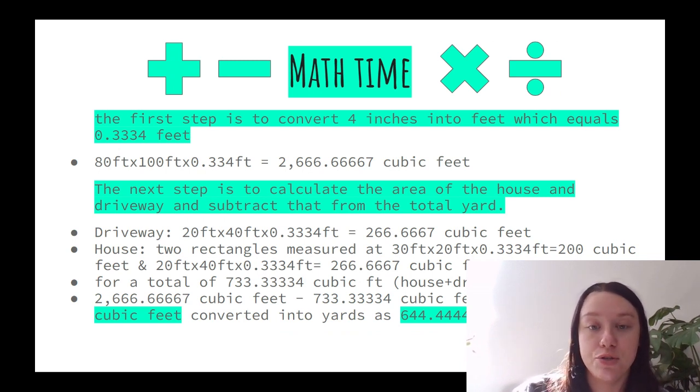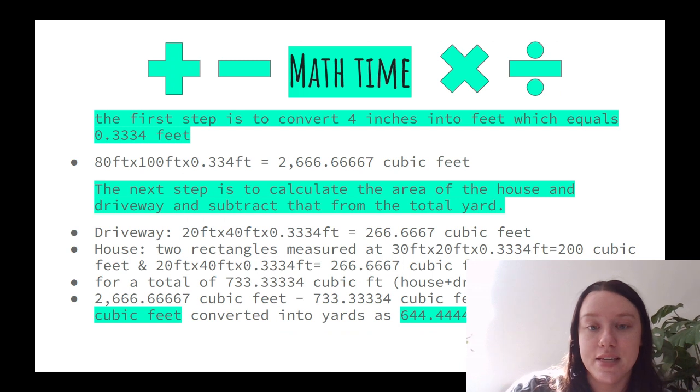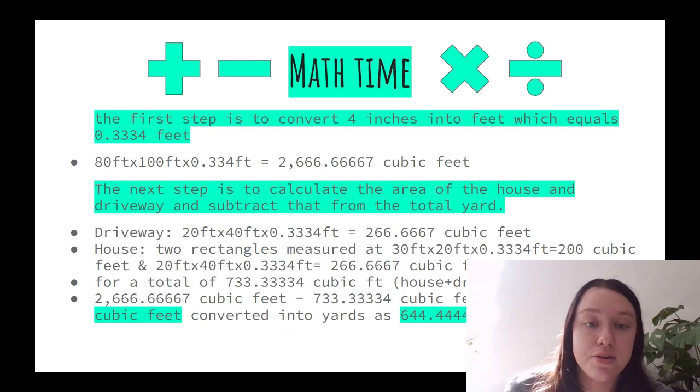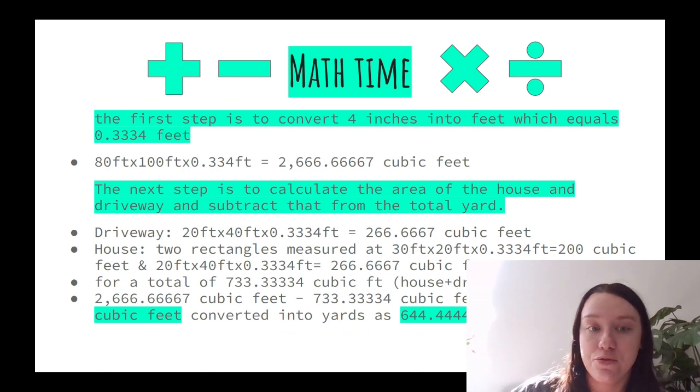And the second rectangle actually was the same dimensions as the driveway. So I just added the 200 to the 266.667 to get the area of the house to be 466.667 cubic feet, which I then added to the area of the driveway for a total of 733.33334 cubic feet for the total of the house and the driveway.